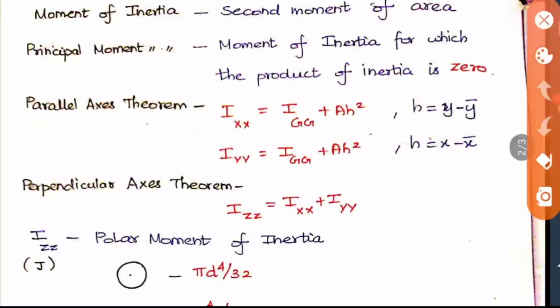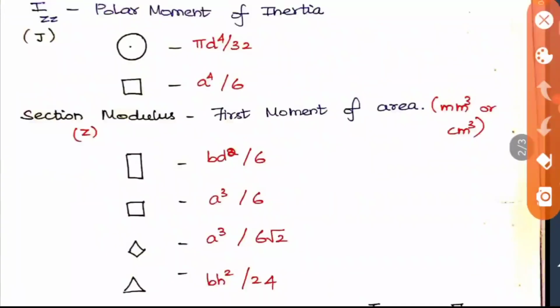And this Iz is called the polar moment of inertia. Along the z axis it is called the polar moment of inertia, and we generally term it as J also. This J value we will be using in some units, for finding the torsion and all. So the values of this J are also very important. Here for circle and for square I have given the J value.